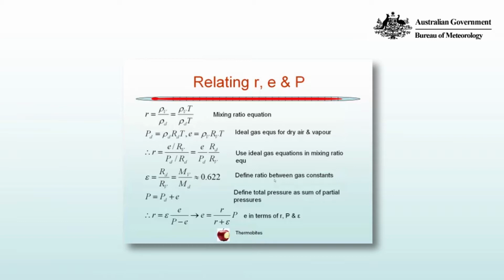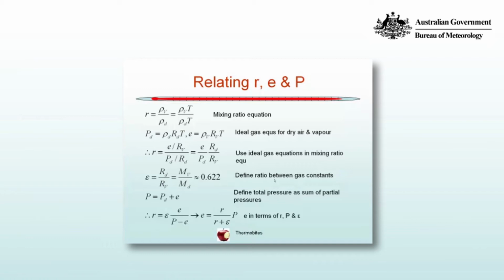We can also write the total pressure as the sum of the partial pressures, that is the pressures due to the dry air and the water vapour. P is equal to PD plus E. So we can substitute RD on RV for epsilon, and we can substitute PD in the denominator of the equation for P minus E. And so the mixing ratio might be written as epsilon E on P minus E.